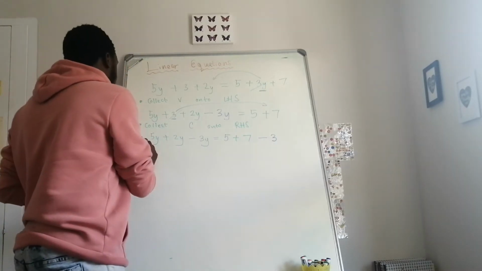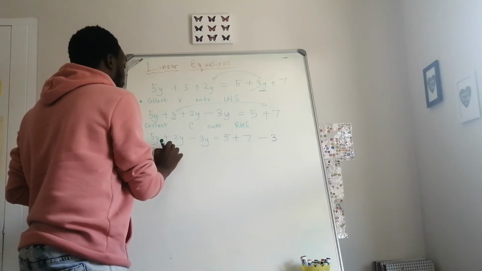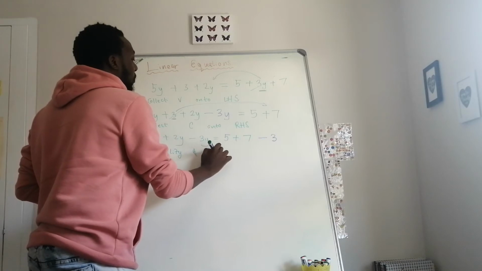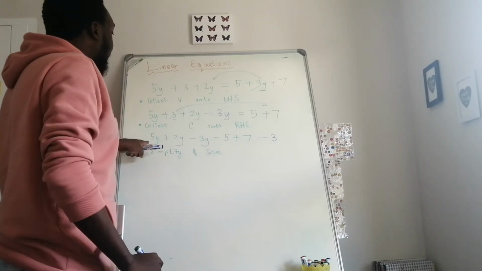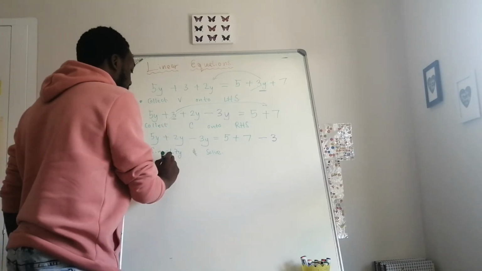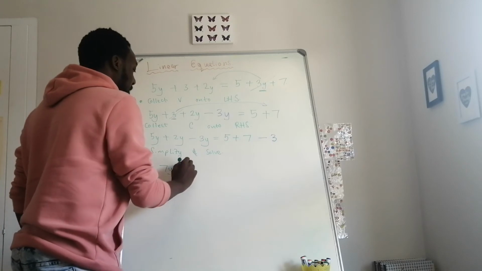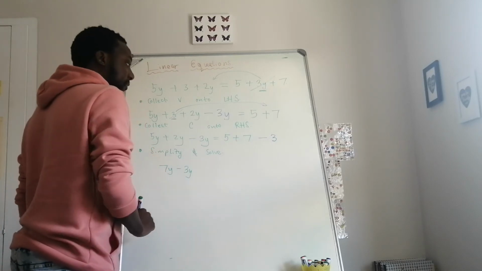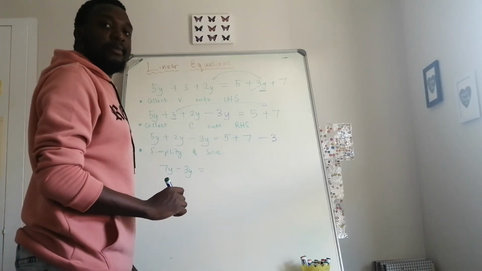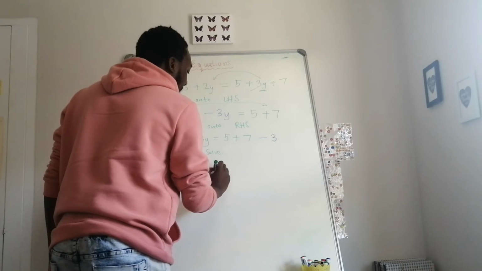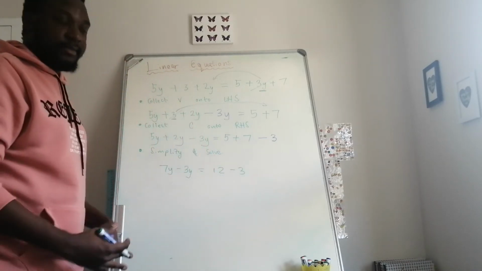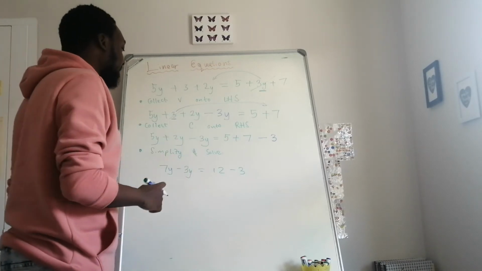So my final step now is to simplify and solve. So what is 5 plus 2? That just gives you 7y. So I'll write 7y minus 3y is equal to, what is 5 plus 7? 5 plus 7 gives you 12, right? So I'll write 12 there minus 3. Am I done? No, I'm not done. I still need to add and simplify these.